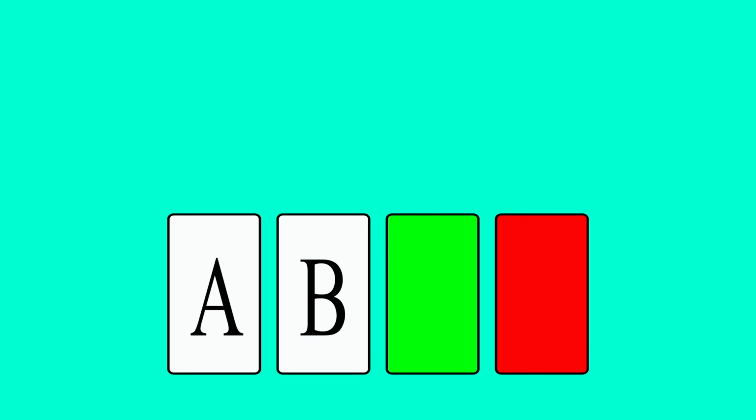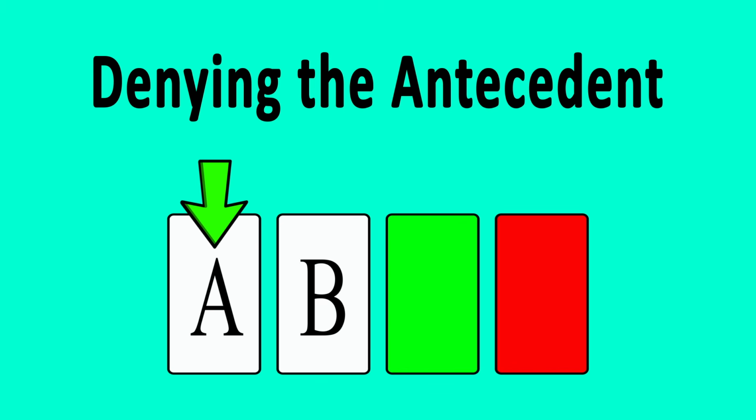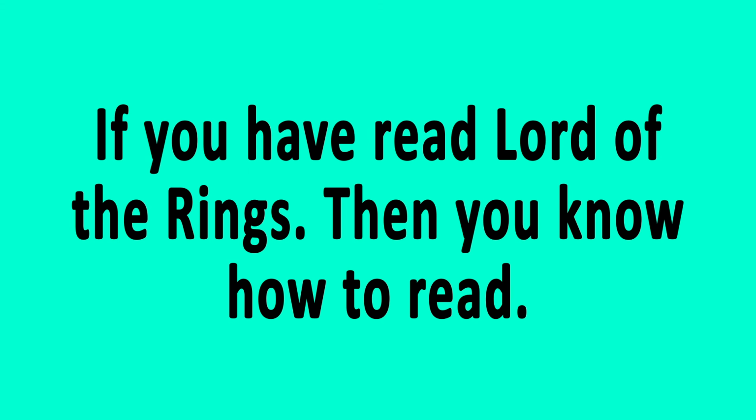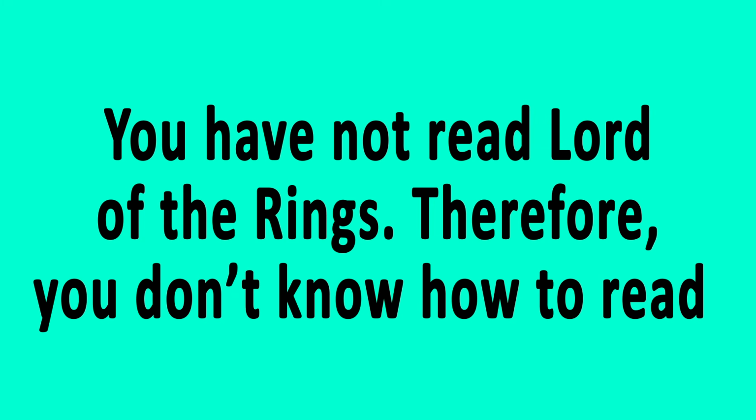Back to our card test, flipping the A card is what is known as denying the antecedent, which is equally illogical. For example, take the reasonable statement of, if you have read Lord of the Rings, then you know how to read, and turning it into, you have not read Lord of the Rings, therefore you don't know how to read.